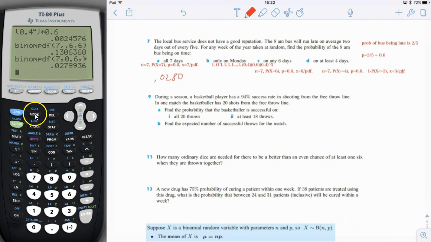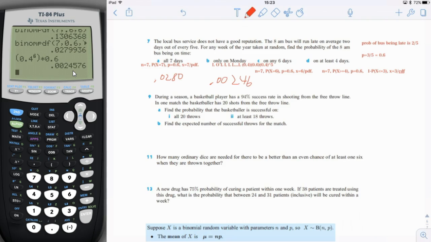The next one is not really a binomial CDF problem. You could do it with binomial CDF, but you could just multiply it out because it's just this: 0.4 to the 6, because it's 6 days of the week you are late, and 0.6 to the first power because 1 day you are on time. So that would be 0.00246.